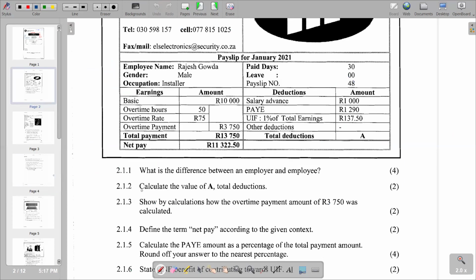Then, the second part, calculate the value of A, total deductions. So, we have got A here, and you're seeing that it is the total deductions. You're having the deduction section, 1,290 rands, and then UIF 1% of total earnings, 1,000. We are just going to add 1,000 plus 1,290 plus 137.50. So this answer section we are just going to present as such.